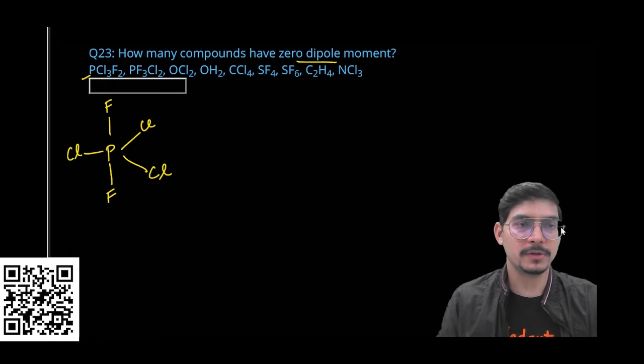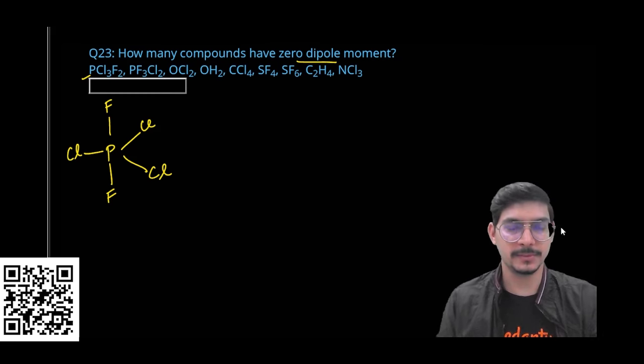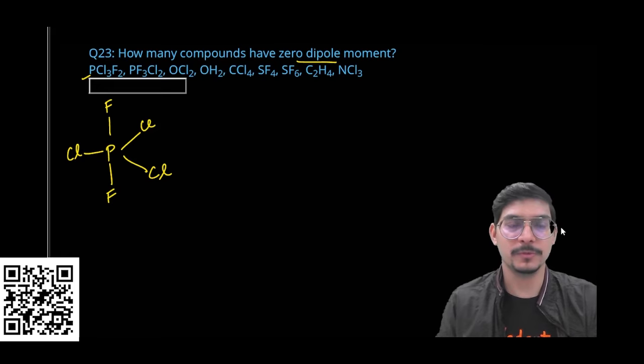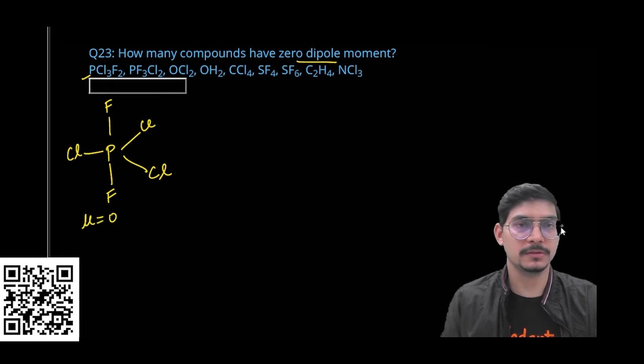The bond dipole, because of the 3 PCl bonds in the equatorial plane, will cancel each other out because it's a symmetric structure, and also the 2 fluorine bonds point at 180 degrees. These are 2 vectors of equal magnitude pointing at 180 degrees, so the net resultant dipole moment will be 0. So this molecule is non-polar, that is, it has a 0 net dipole moment.